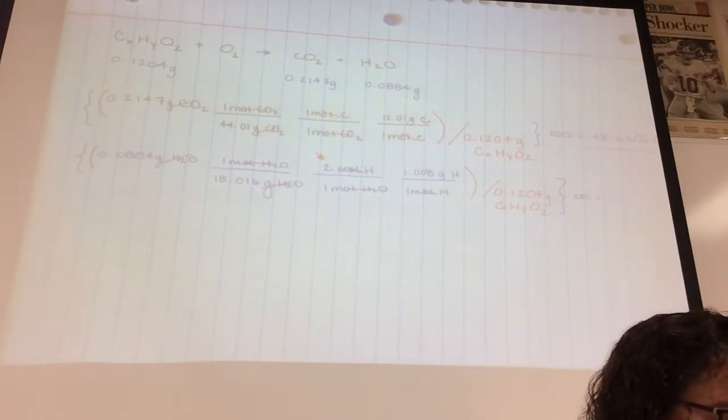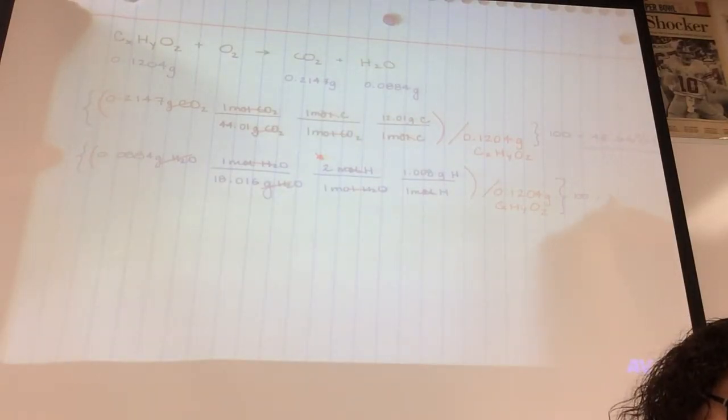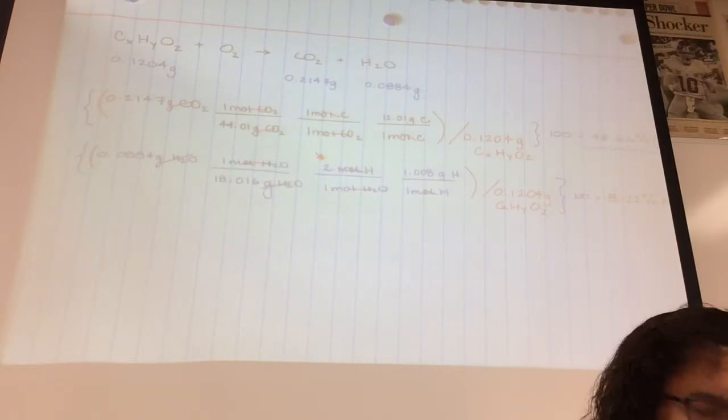Do you still have to do it at 4 sig figs? No, here you have 3 sig figs, so you want 3. So 8.22%. Sound good? If you did have 4 sig figs, you'd have 8.216.